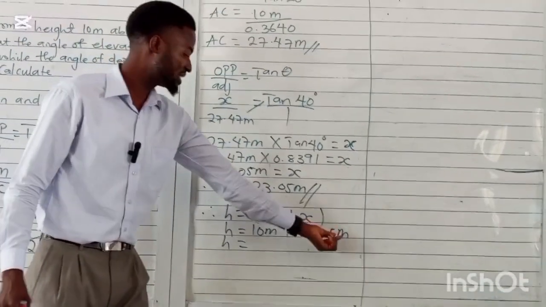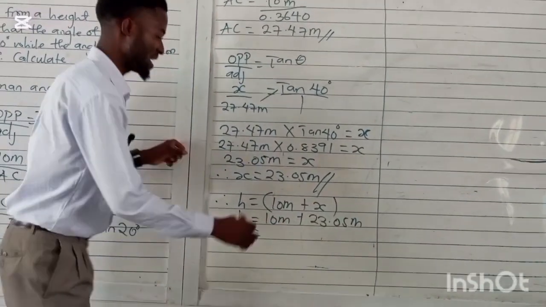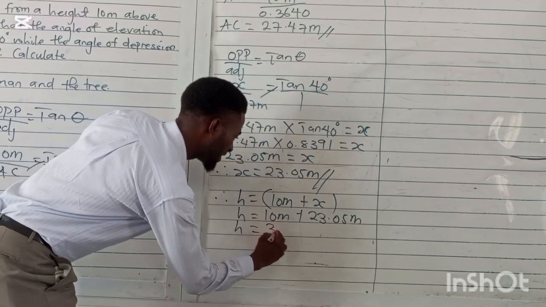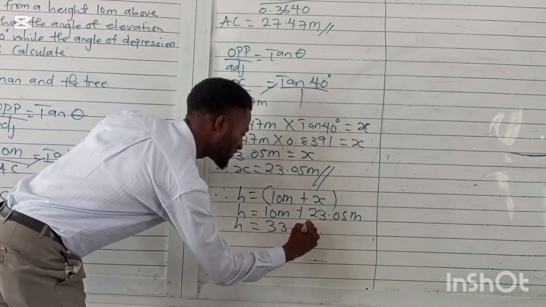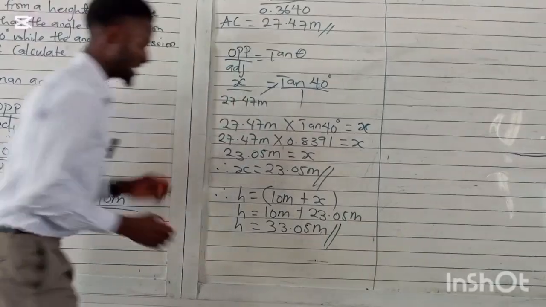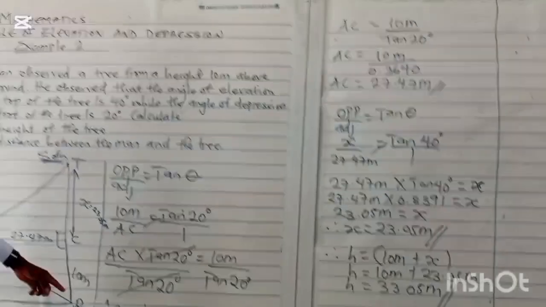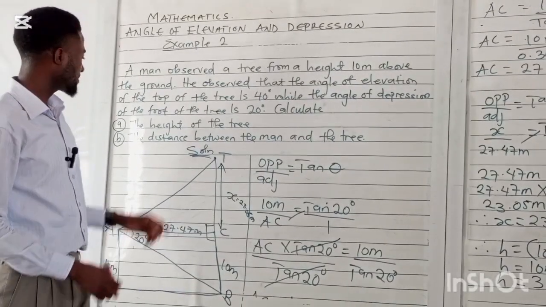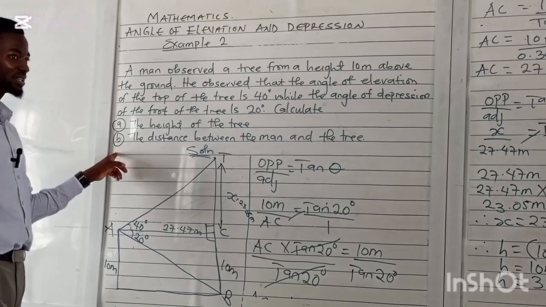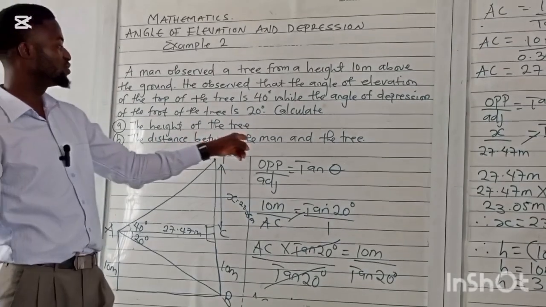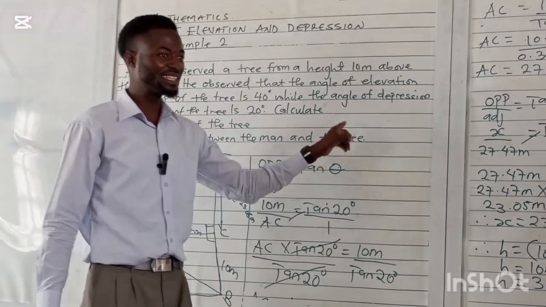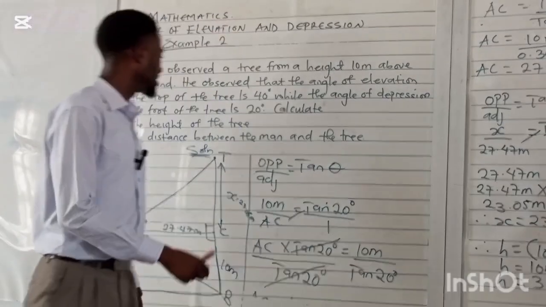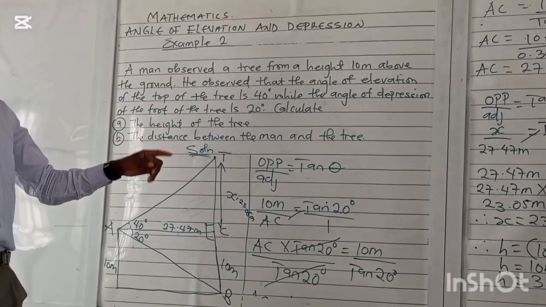If we now add it, H is equal to 10 meter plus 23.05 meter, you should be having 33.05 meter. That means this is the height of the tree, the whole of this from point T to B. And then the big question says that the distance between the man and the tree.